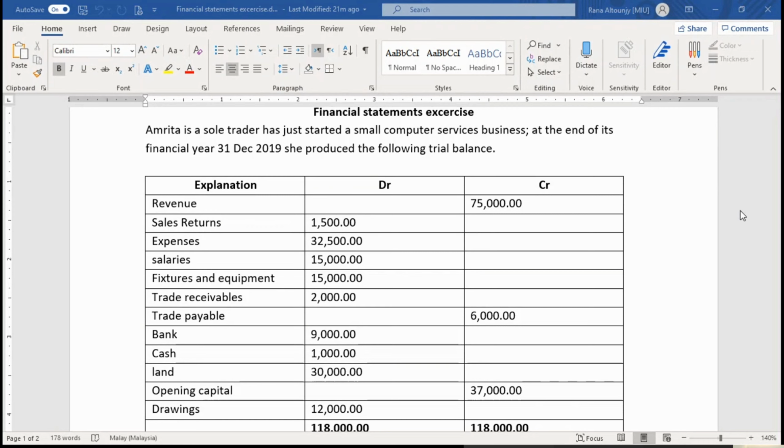If you remember, when we were talking about the trial balance, we mentioned it is the table in which we put all the balances of our accounts at the end of the financial period. Some companies do the trial balance monthly. So here it is the end of the year. What is required? This is the information.